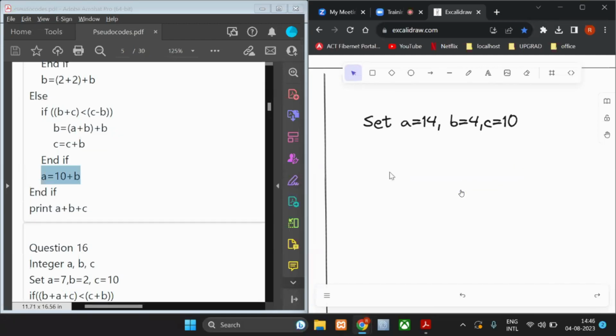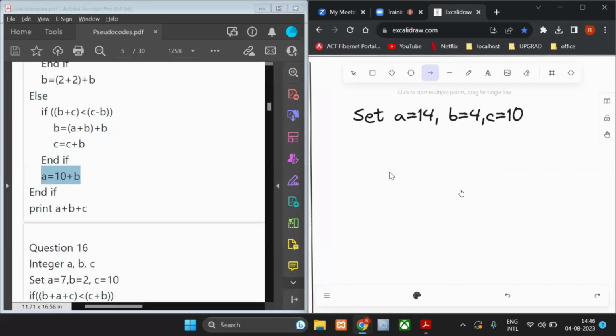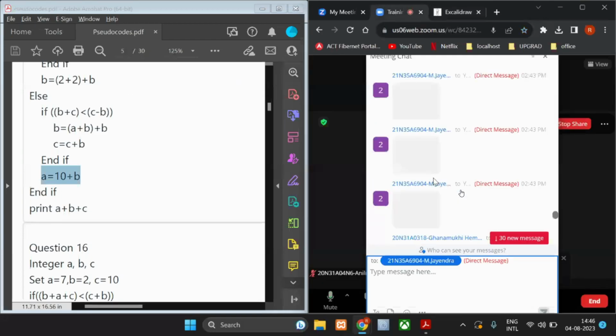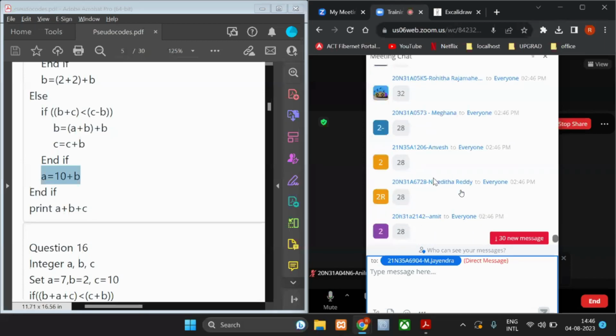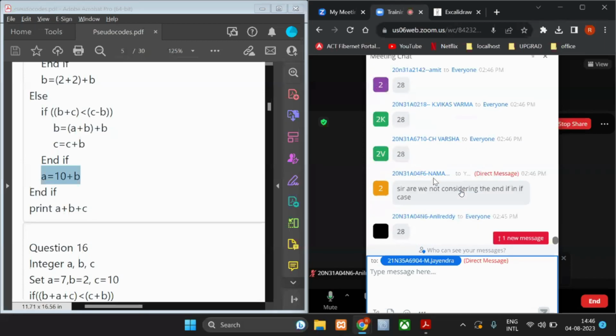And print a plus b plus c. What is happening to this? Yeah, a plus b plus c, which is 14 plus 4 plus 10, which is 28. Okay, so 28 should be your answer. Yeah, perfect, 28.